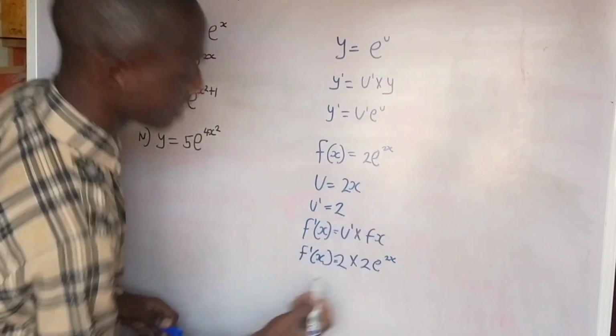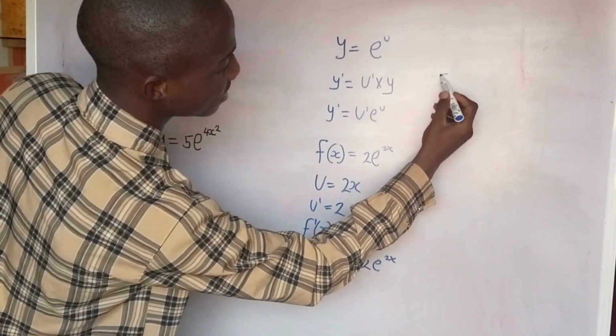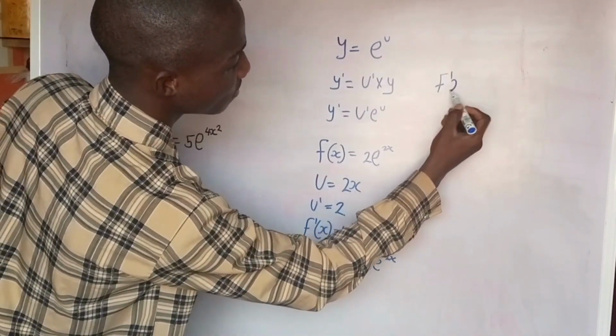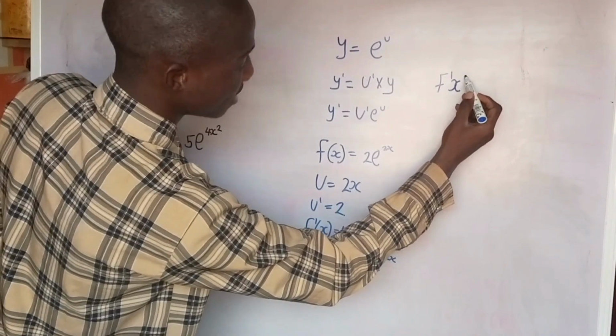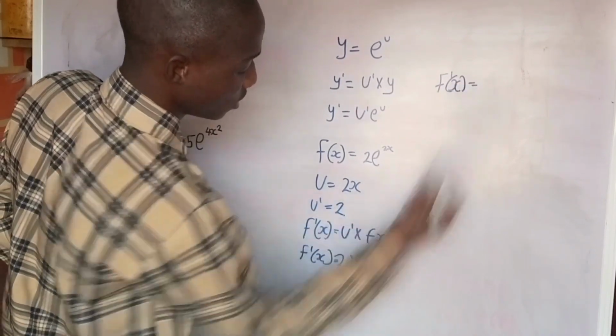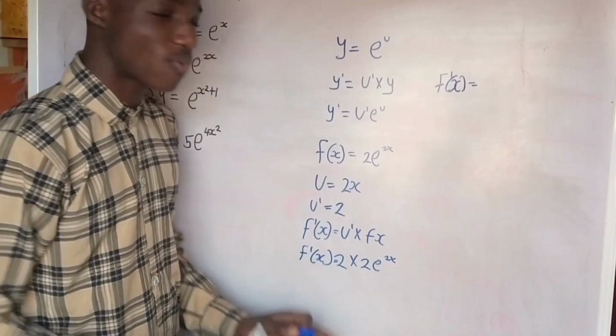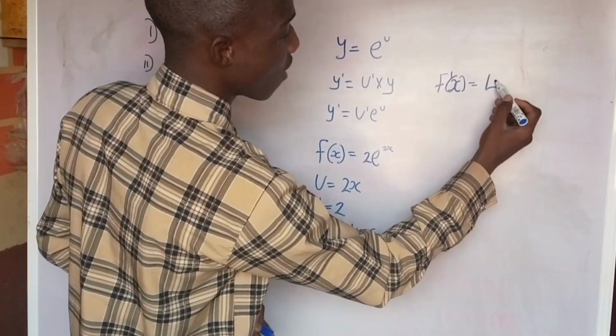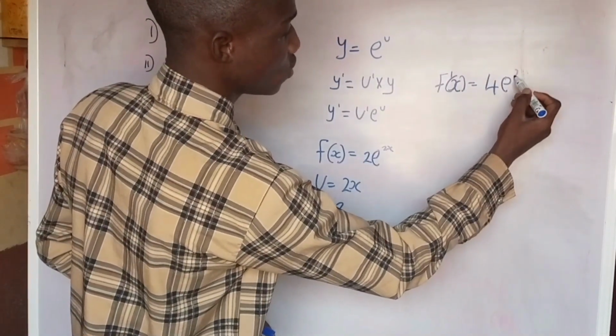So in that case, I'm going to have f'(x) is equal to 2 multiplied by 2. That is 4. So I'm going to have 4e^(2x).